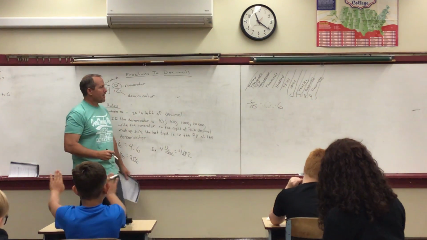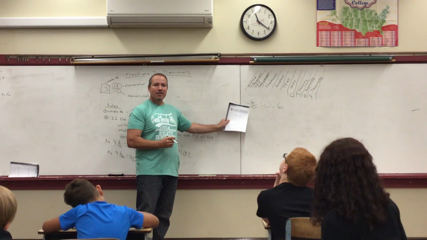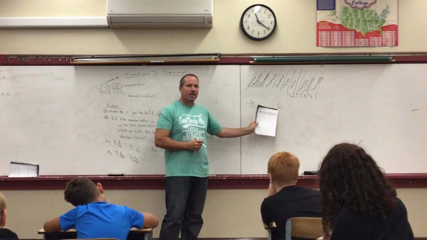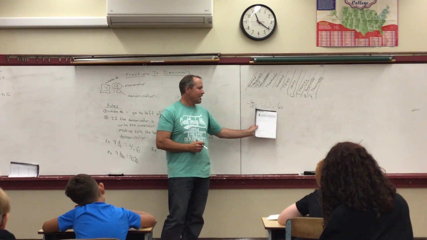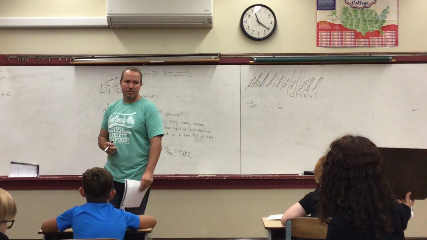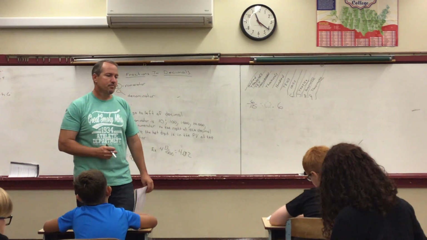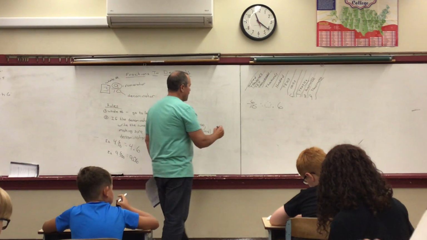Making sure that the last digit is in the place value of the denominator. The denominator is 10. So that means that 6 must be in the 10th place. Is it in the 10th place? Yes. And so you would have 0.6. You have it in the 100th place. Do this one.